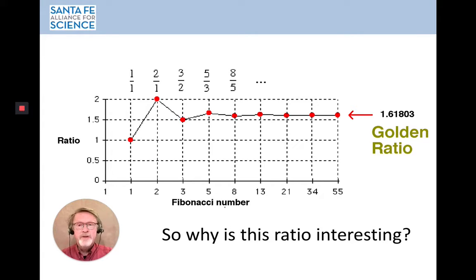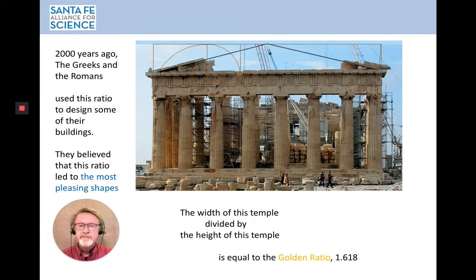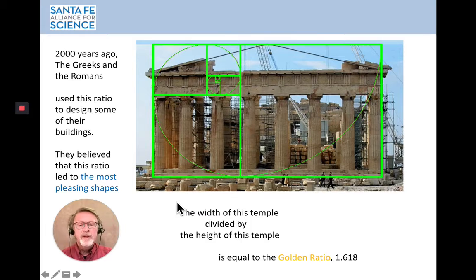So why is this ratio so interesting? One of the reasons is that about 2,000, 3,000 years ago, the Greeks and the Romans used this ratio to design some of their buildings. They believed that this ratio led to the most pleasing shapes. So for example, the width of this temple divided by the height of this temple is equal to the golden ratio, 1.6. And there are other ratios in here that refer to the golden ratio.